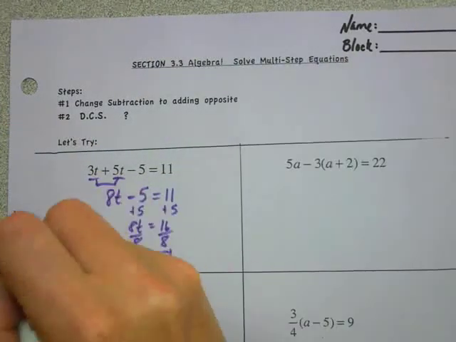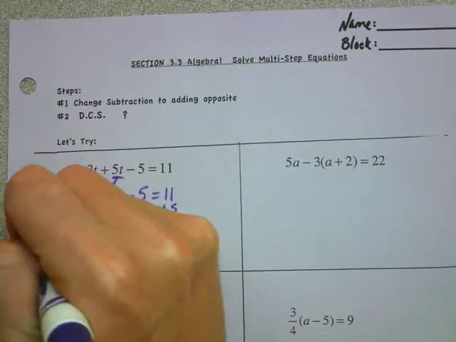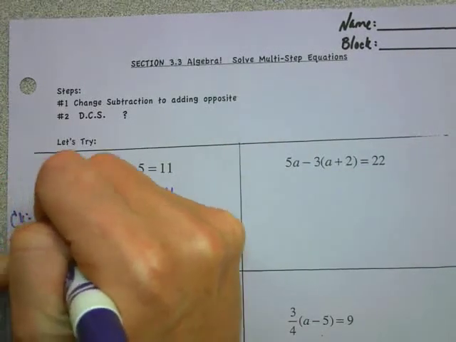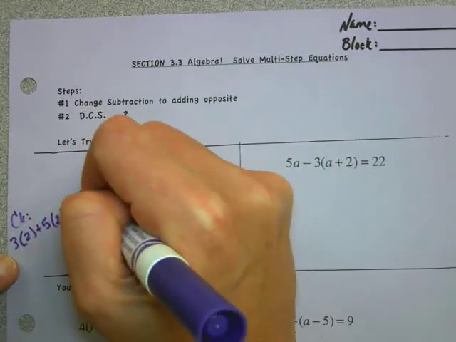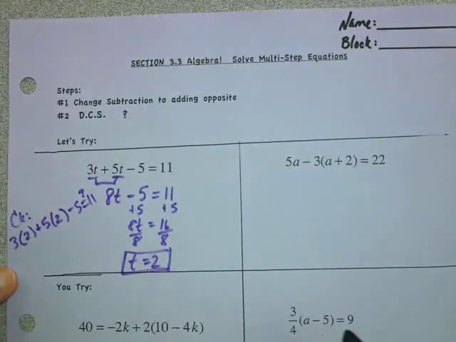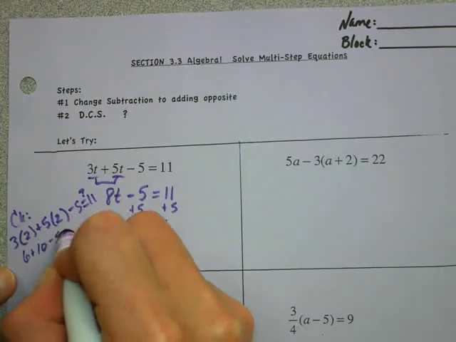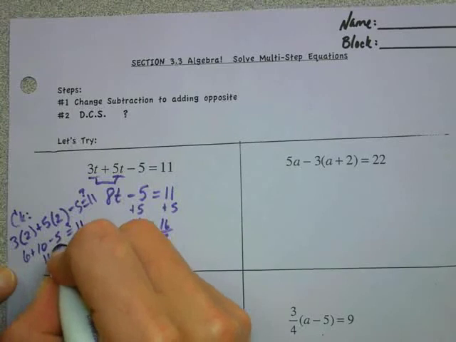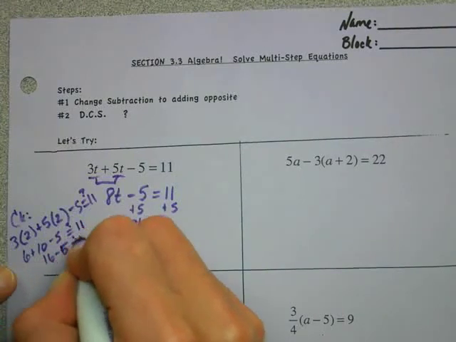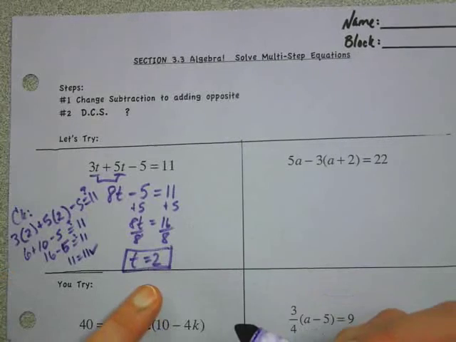So to check it, we would plug it back in for t in both places. So 3 times 2 plus 5 times 2 minus 5 equals, with our question mark, 11. And then you do order of operations from there. So I have 6 plus 10 minus 5 equals question mark 11. 16 minus 5. 11 equals 11. So it checks, so I can be sure that t equals 2 is correct.